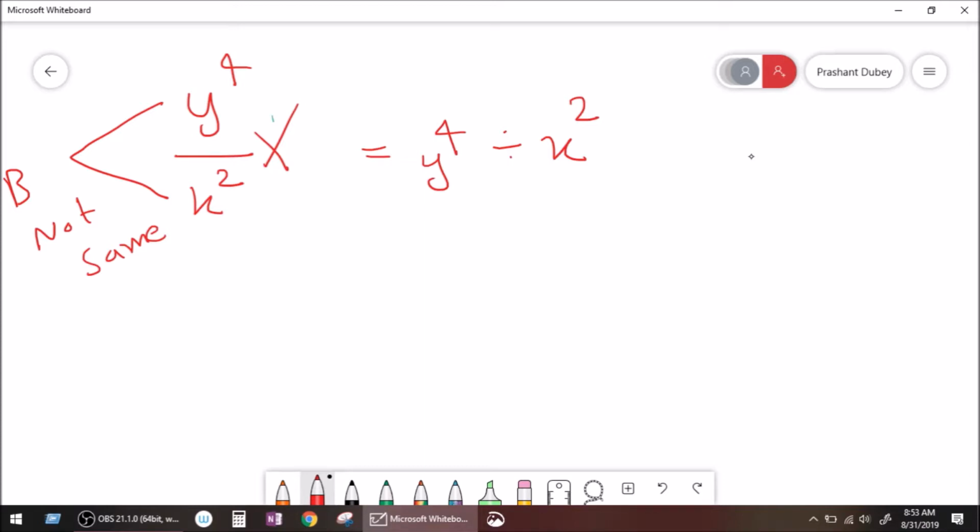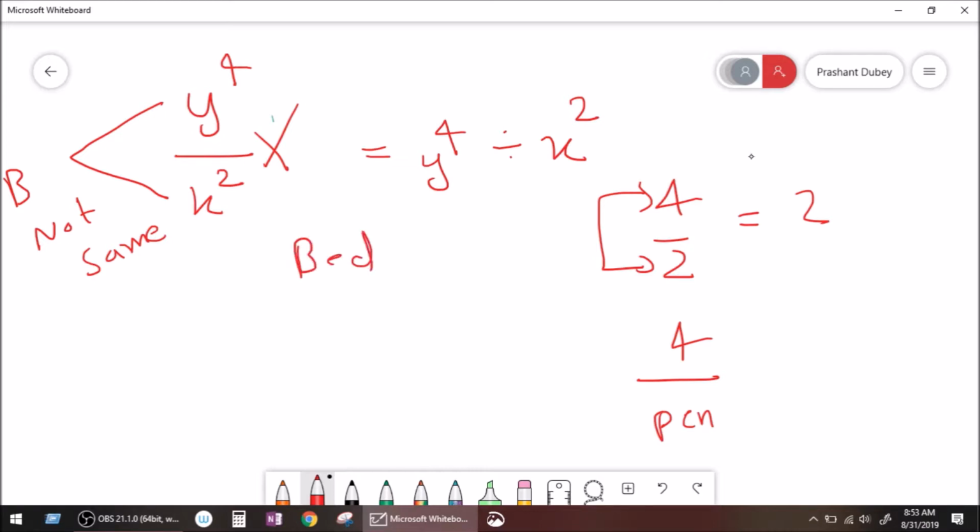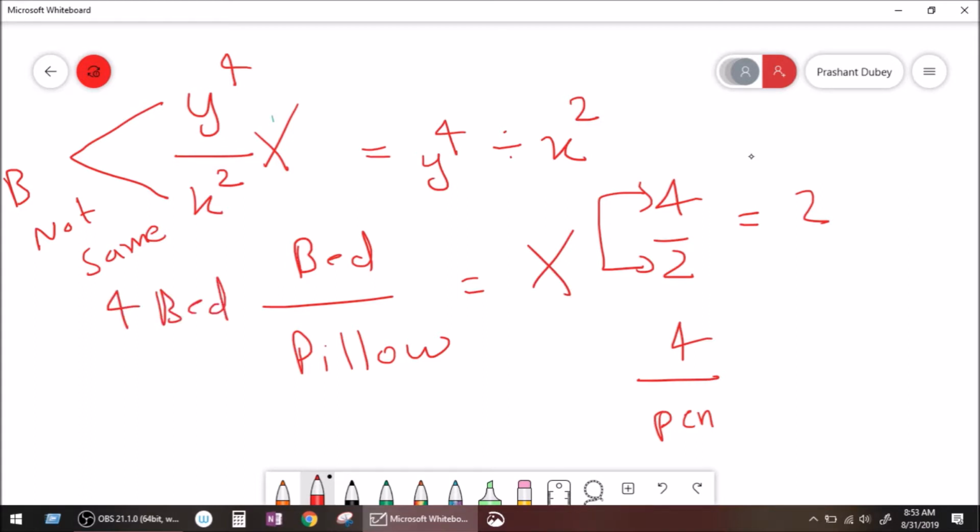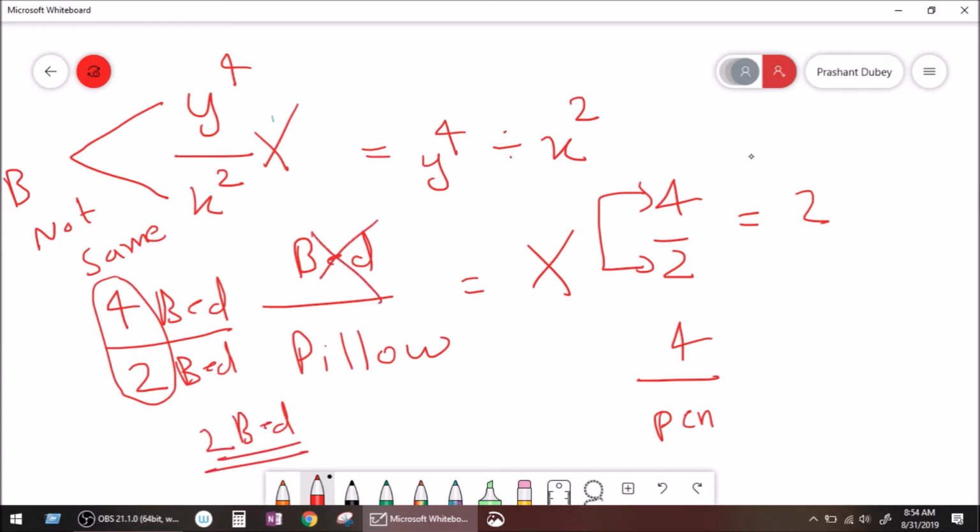Now, if I say 4 divided by 2, this is number divided by number. How much is it? 2. What if I say 4 divided by a pen? Can we do this? No, because it is not the same thing. What if I say bed divided by pillow? Can we do this? No, we cannot. What if I say 4 beds divided by 2 beds? Can we do this? What is 4 divided by 2? 2. So what is left is 2 beds. So if the base is not the same, you cannot divide. Okay?